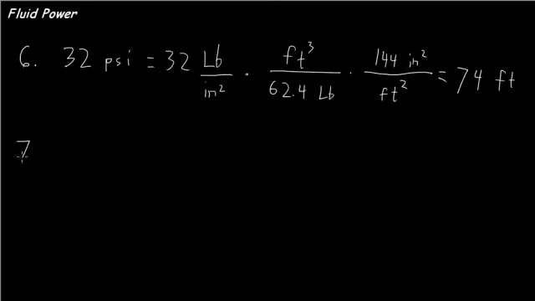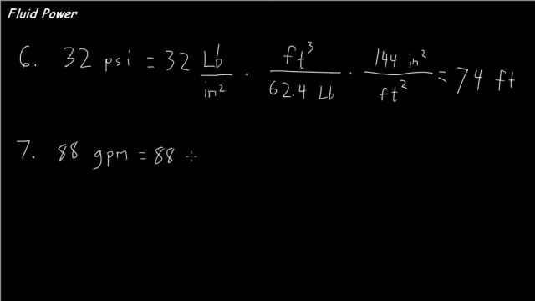Okay, let's do another pump problem. We have a pump removing water from a well at the rate of 88 GPM, 88 gallons per minute. I want to convert this flow rate to cubic feet per second.